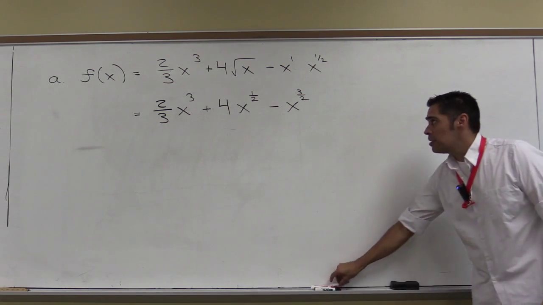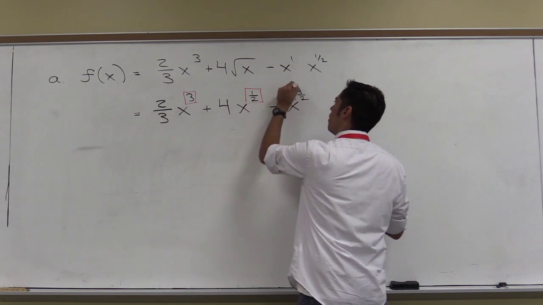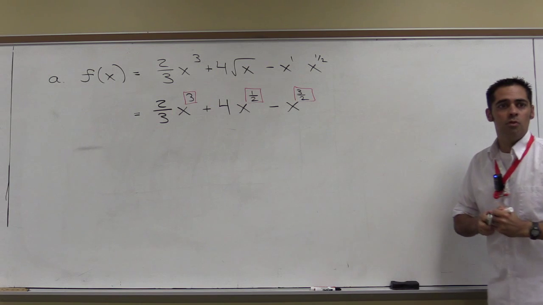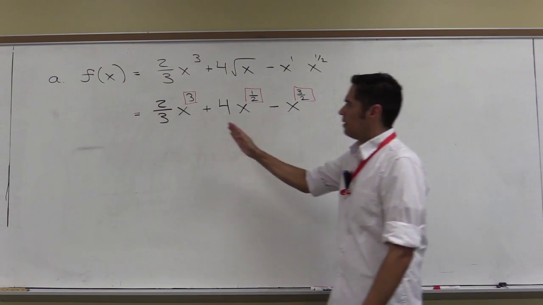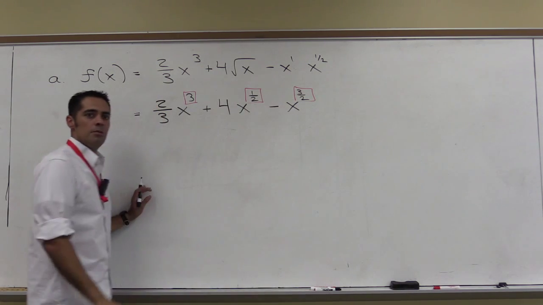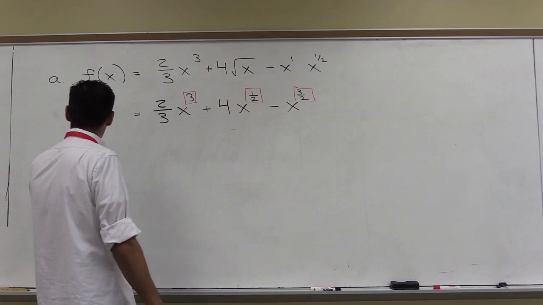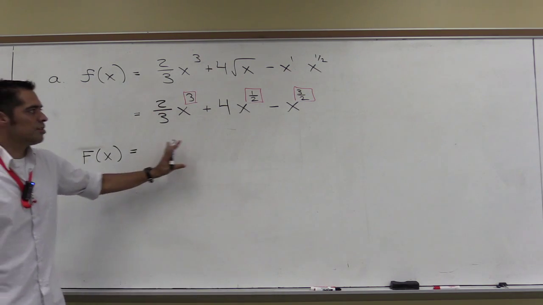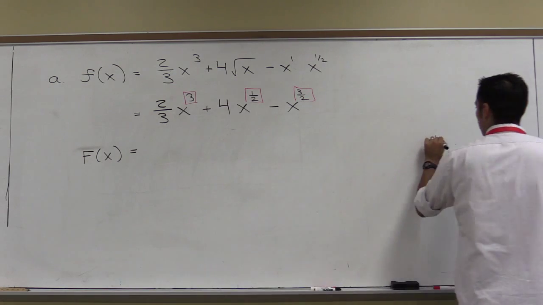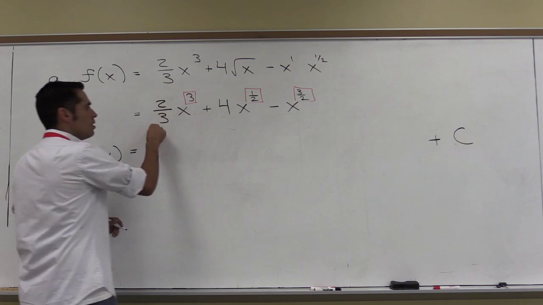And so now you have three terms. Each one of these is x to a power, x to a power, x to a power, so we can use our rule. Right? What about the numbers in front, like the 2/3 and the 4 and the -1? What do we do with those? They're constants, so we're just going to bring them with us, right? So here we go. Capital F of x will be equal to a bunch of stuff in here plus c. I'm going to just throw the c out here now just so we don't forget it. All right, 2/3 first.